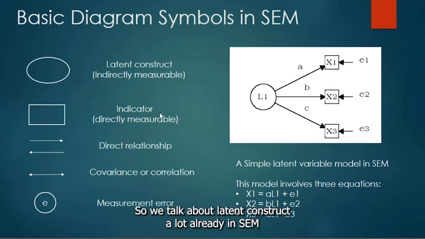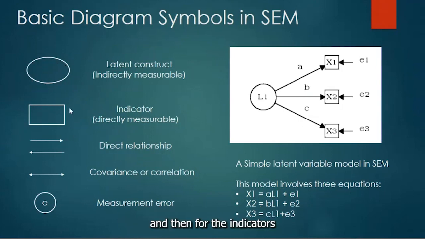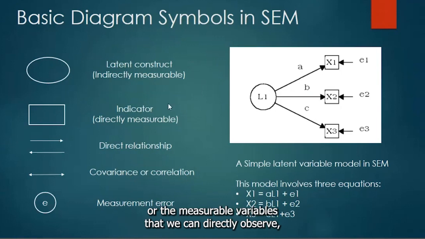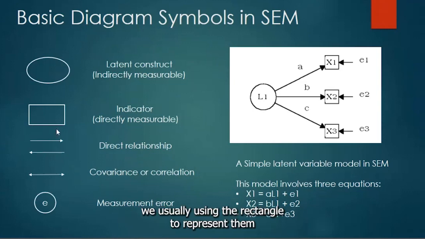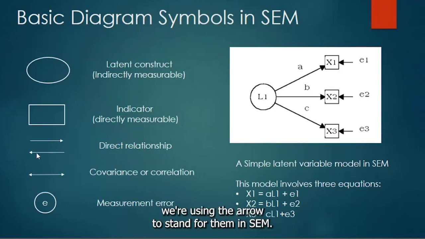We have talked about latent constructs a lot already. In SEM, we usually use a circle to stand for the latent construct. And for the indicators, or the measurable variables that we can directly observe, we usually use the rectangle to represent them in SEM. For a direct relationship, we use an arrow to stand for it.